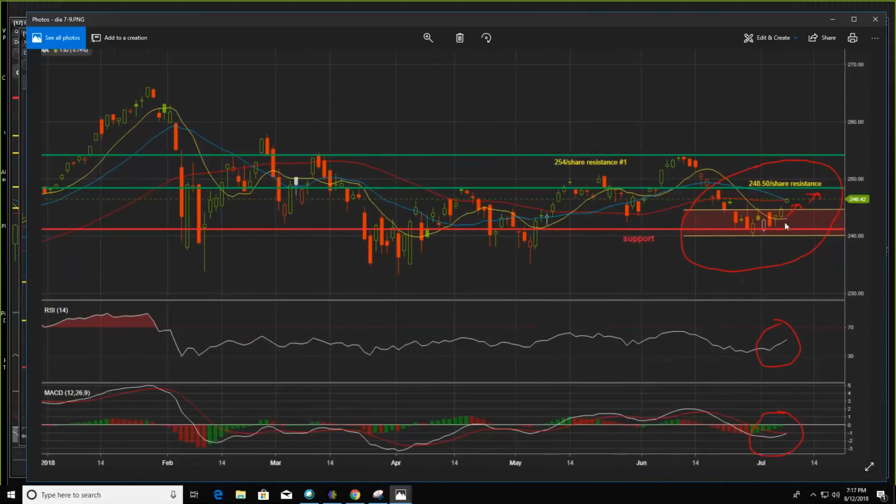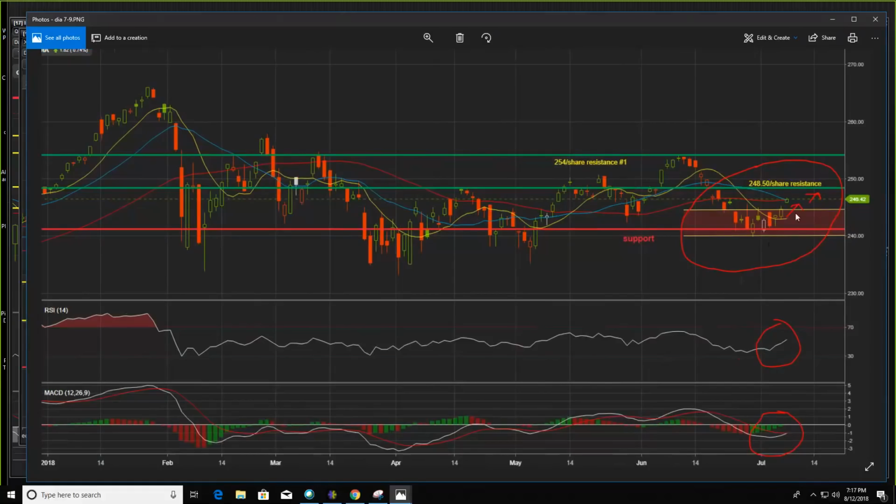So I said, guys, once we break out of here, she's going to go to that 248.50 resistance area. And like I said, look at this. This chart is from 7-9. So I said she's going to get up to 248.50. She might struggle there, but once she breaks above that, then she's going to 254 a share. And then I said she's going to go up to 262 a share next. That's in my next chart.